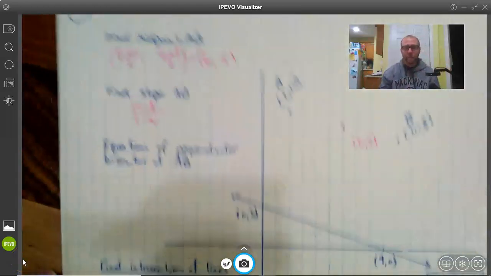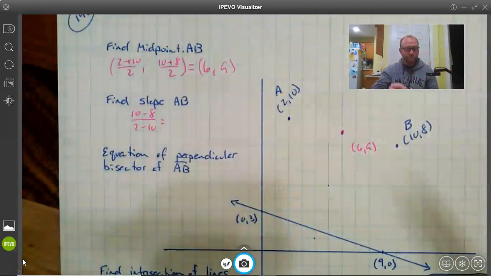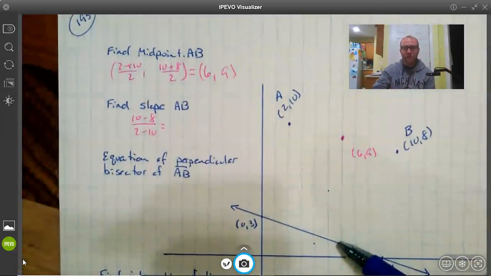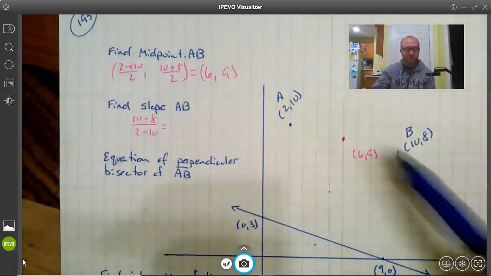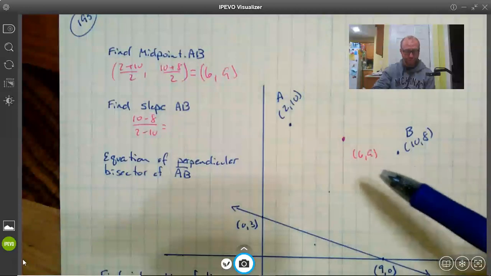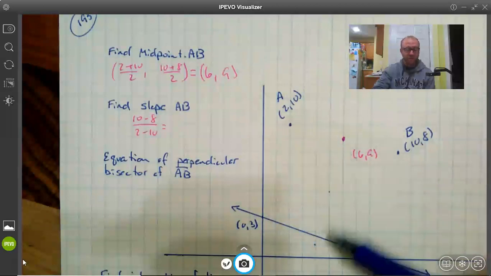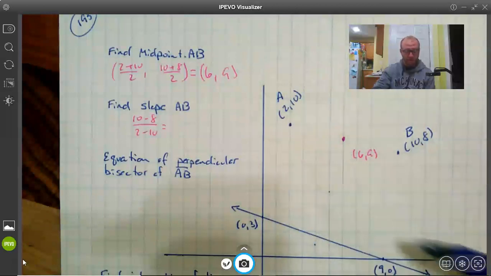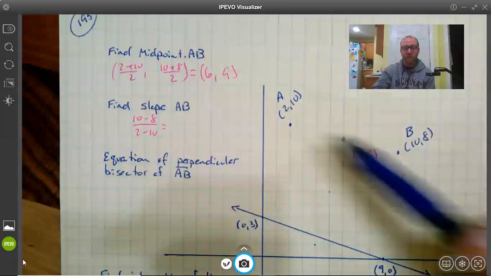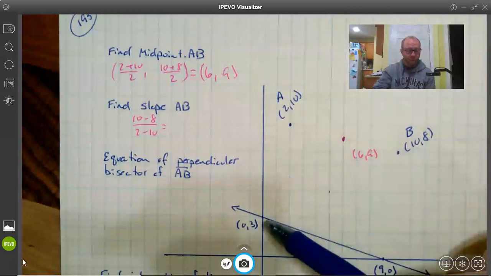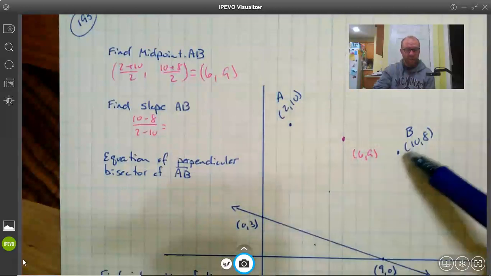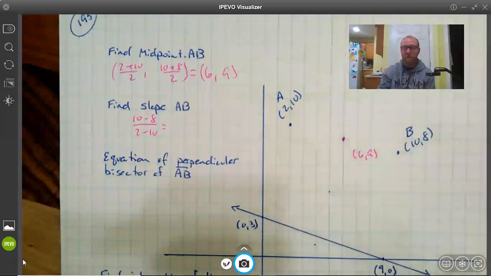Okay, so we're trying to find the point on this line that is equidistant from B and from A, which means there's some point on this line where if we were sitting at that point, we would be the same distance from A as we were from B. So we look down here, for example, to 9, 0, it looks like we're closer to B than we are to A. And over here at 0, 3, it looks like we're closer to A than we are to B, so it's somewhere in the middle.